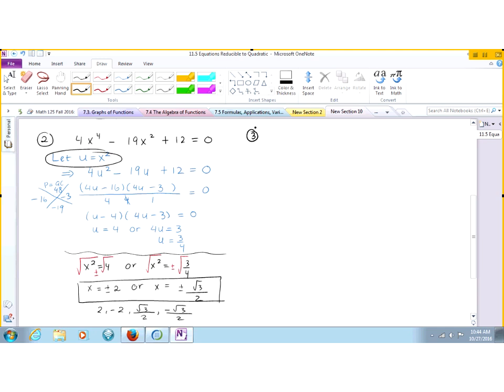Okay, can you guys try this? So 9x to the 4th minus 14x squared plus 5 is equal to 0. Would you please try it?